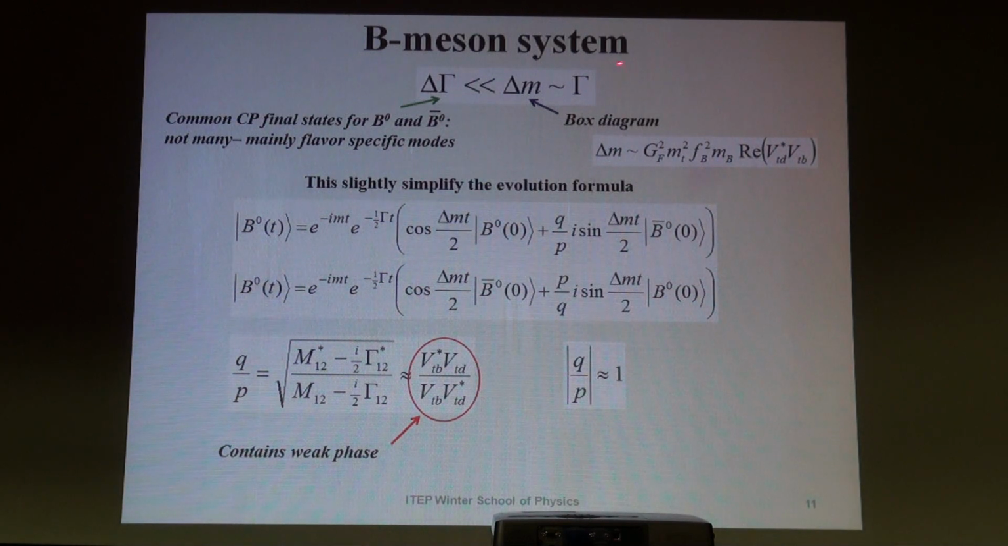If we consider the B0 meson only, delta gamma is very small, and delta m is comparable to gamma. So it simplifies our formula a little bit, because we just have this evolution formula here, and we know that q over p has some phase. It's shown here because of the Vtd matrix element. If you remember, in the Wolfenstein parameterization, this is the element which contains a complex phase, but the absolute value of the ratio is about 1.